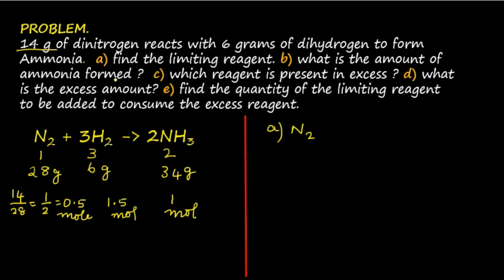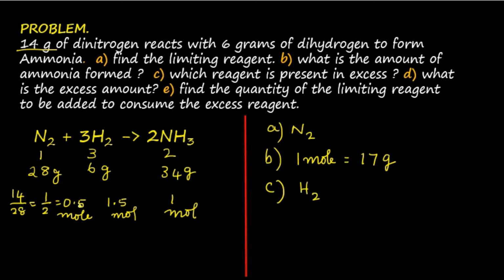Section B. What is the amount of ammonia formed? For 0.5 moles of nitrogen, the amount of ammonia formed is 1 mole. That is equal to 17 grams. Section C. Which reagent is present in excess? We have found out that hydrogen is present in excess. What is the excess amount?